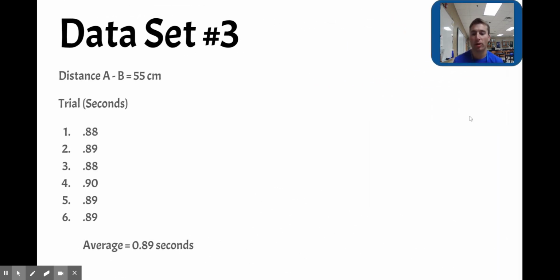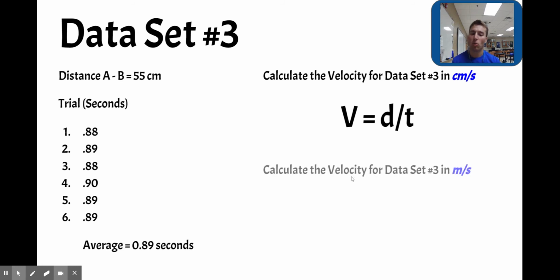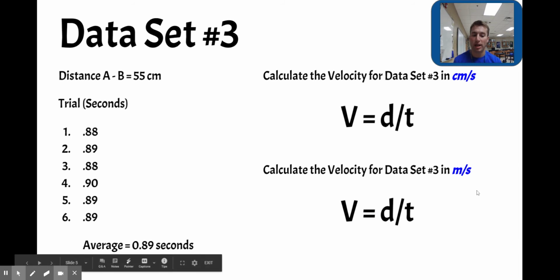Data set number 3, we reduced it again by about 5 centimeters, and now we have some new data. Our average time dropped to 0.89 seconds, and our distance is now 55 centimeters. Calculate the velocity for data set number 3, first in centimeters per second. Then, once you have done that, do the velocity in meters per second using that same formula.